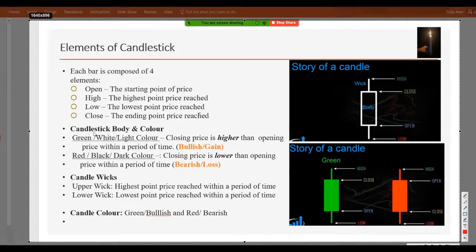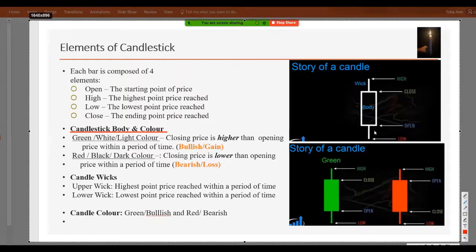Okay, before that, the candlestick is composed of the candle body and the color. So there's the body of a candle. The color could be green or red. Now it's green when the closing price is higher than the opening price.